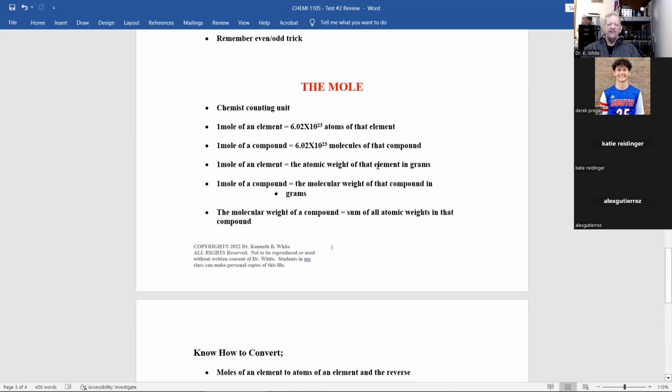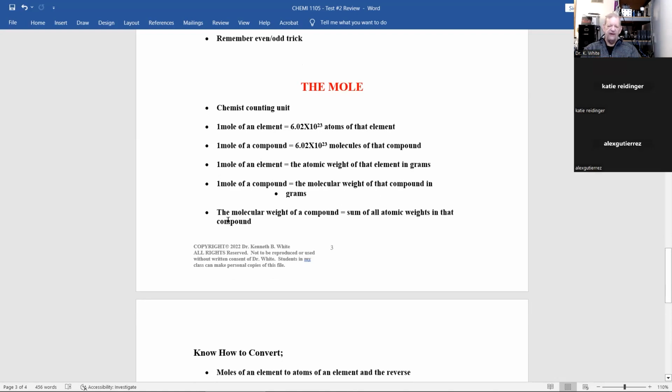Now, another definition of moles: 1 mole of an element equals the atomic weight of that element in grams. And 1 mole of a compound equals the molecular weight of that compound in grams. And the molecular weight of that compound is the sum of all atomic weights.